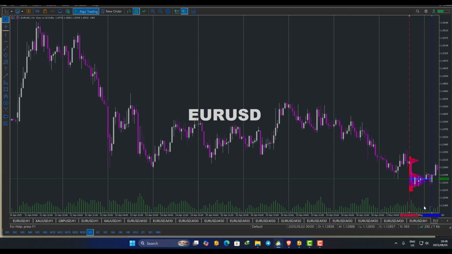So basically, when we put on the volume profile, I'm going to be going around putting horizontal lines wherever I'll be placing trades. So there's a horizontal line that has been placed. So that is where I'll be trading.